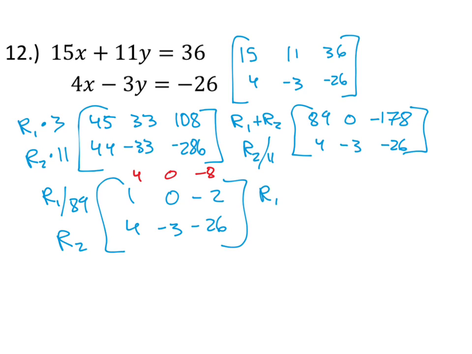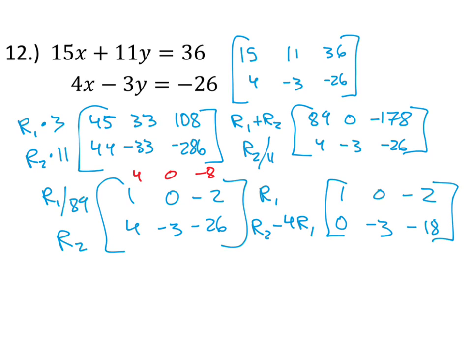So my row 1 is going to stay the same, and I'm going to do row 2 minus 4 times row 1. It's this row minus this temporary row here. My first row stays the same. 4 minus 4 gives me my 0. Negative 3 minus 0 is negative 3. And then negative 26 minus negative 8 is... what is that? Hold on. I don't have these things memorized. Negative 18. Brain's a little tired, I guess.